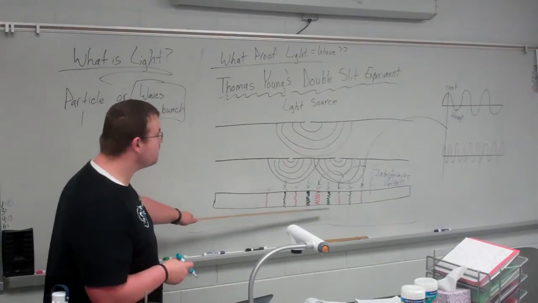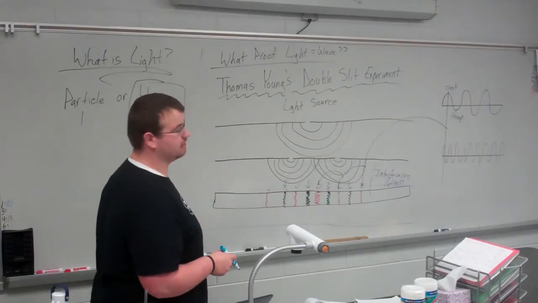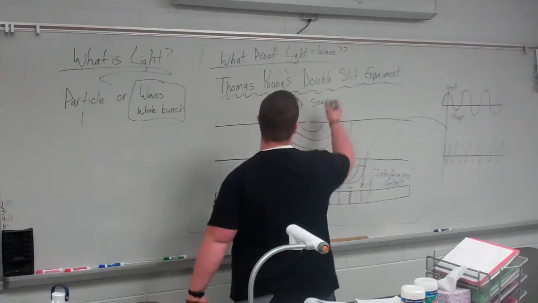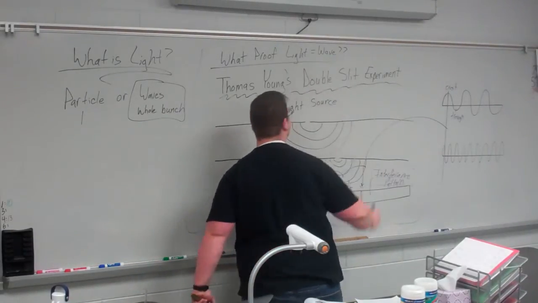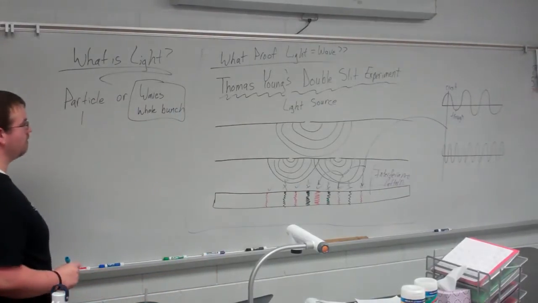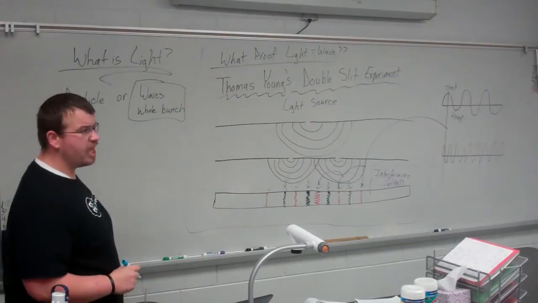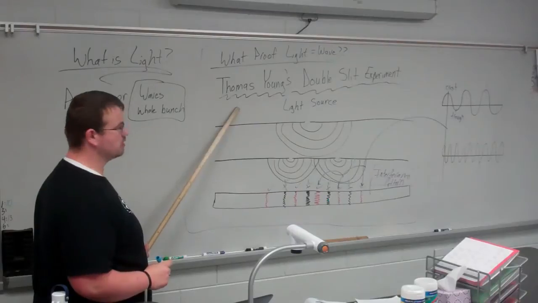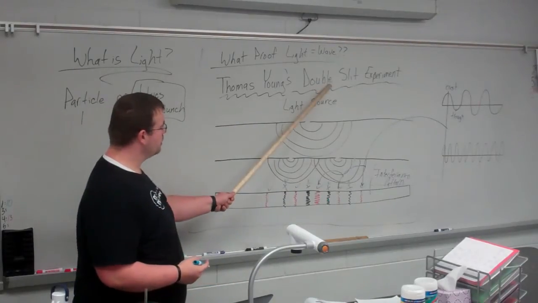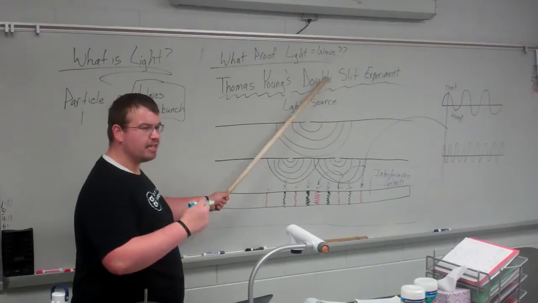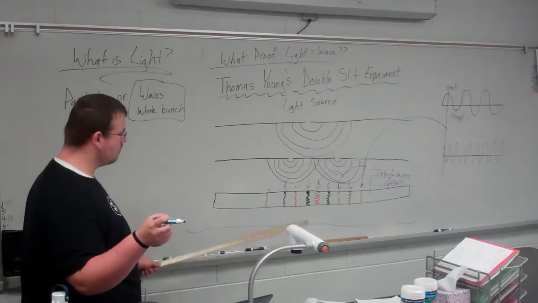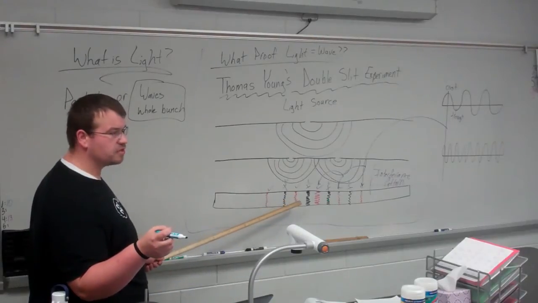Since we see an interference pattern here on the back, we know light is a wave. It is proof that light is a wave. So who proved that light is a wave? Thomas Young. What proved light was a wave? Interference pattern. Double slit experiment. Why did the double slit experiment prove that light was a wave? Because it showed an interference pattern on the screen.